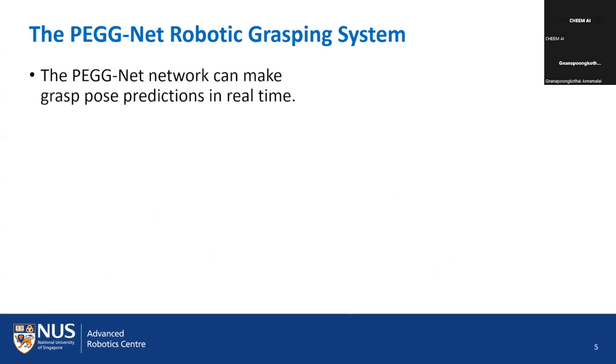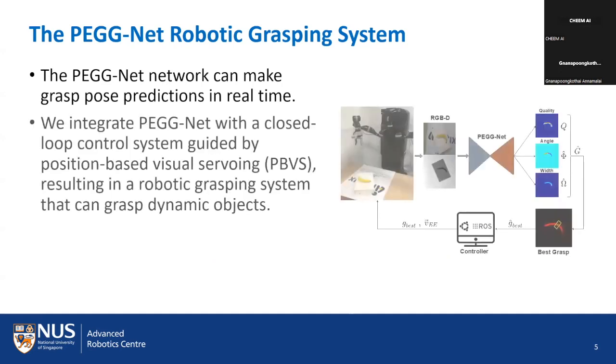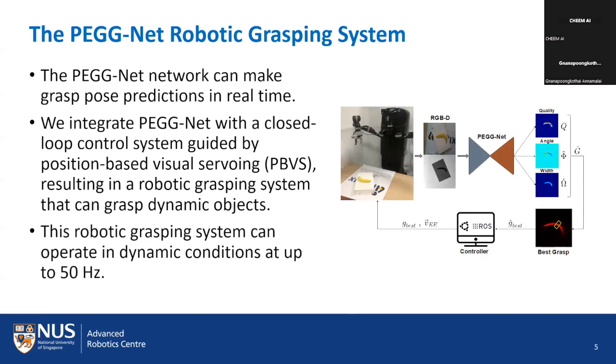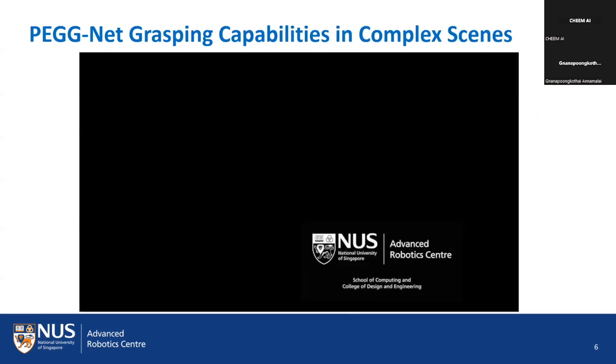Since Pegg-net is small, lightweight and efficient, it can make grasp pose predictions in real time. If we integrate Pegg-net with a closed-loop control system that is guided by position-based visual servoing, then we are able to obtain a grasping system that can grasp dynamic objects. This robotic grasping system can operate at dynamic conditions of up to 50 Hertz. I've prepared a video that showcases some of Pegg-net's grasping capabilities in complex scenes.